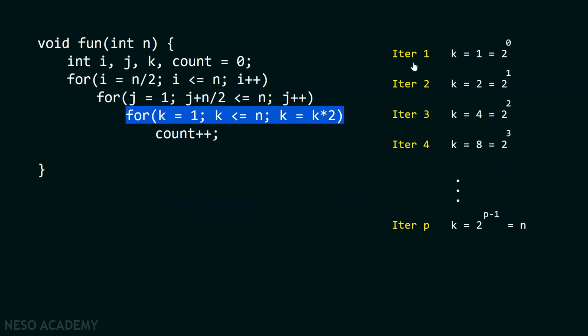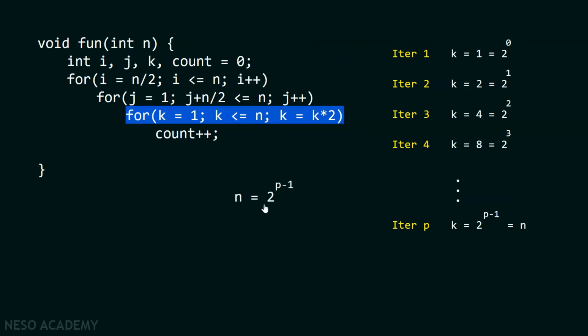Here in this case, we can clearly understand that k is equal to 1, k is less than or equal to n, and k is equal to k into 2. We have already calculated the time complexity when these loops are available. Here in iteration number 1, k is equal to 1. 1 can be written as 2 to the power 0, 2 can be written as 2 to the power 1. Similarly, 8 can be written as 2 to the power 3 and so on. If I consider this up to iteration number p, then this will be 2 to the power p minus 1, which is eventually equal to n. Because in the last iteration, 2 to the power p minus 1 is equal to n. You can clearly see over here.